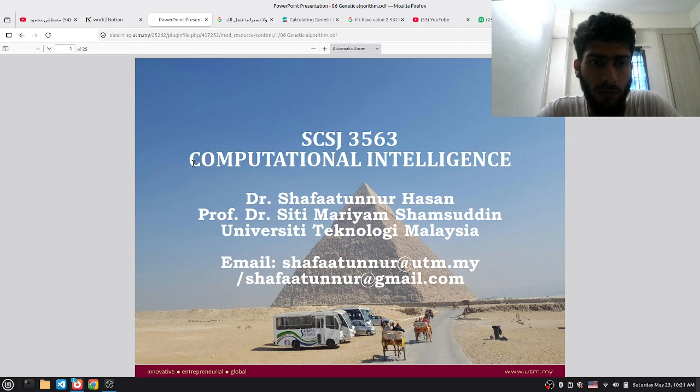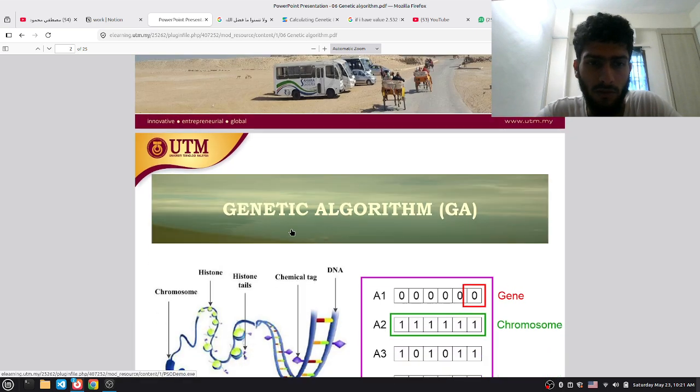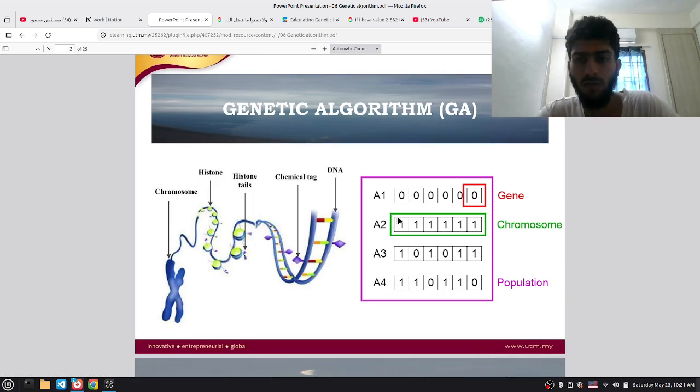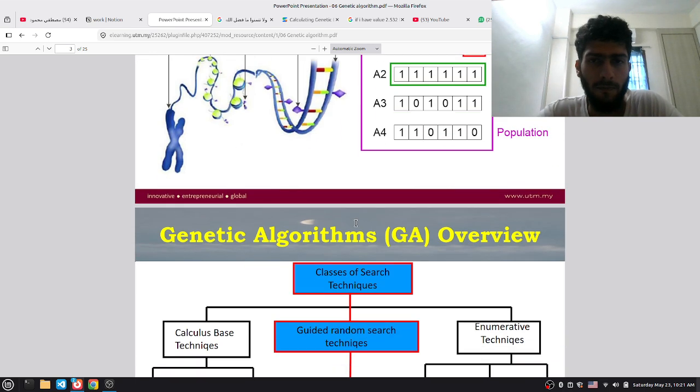This slide is made for the subject computational intelligence and made by Dr. Schaffner, and it's explaining the genetic algorithm and what a genetic algorithm is in general. So the genetic algorithm is taken from the chromosome over here, and you have genes, chromosome, and population.